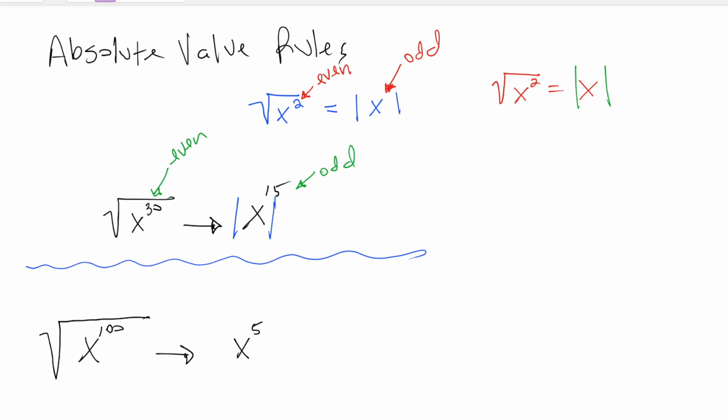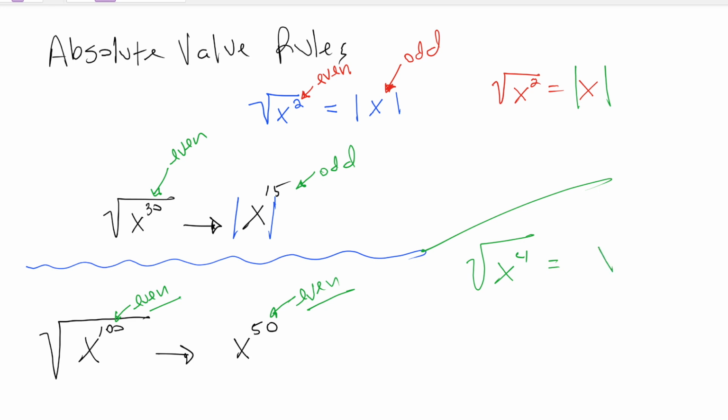So if you have even, even, boom, you don't need absolute values. Because that's just like doing the square root of x to the 4th. What's the square root of x to the 4th? X to the 2nd, and which will always turn everything positive or negative.